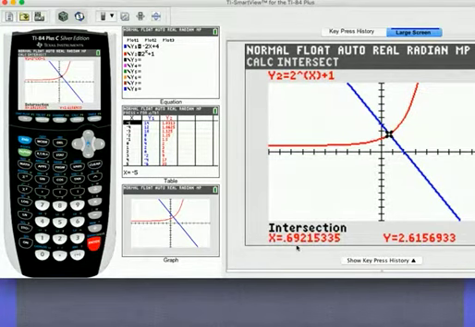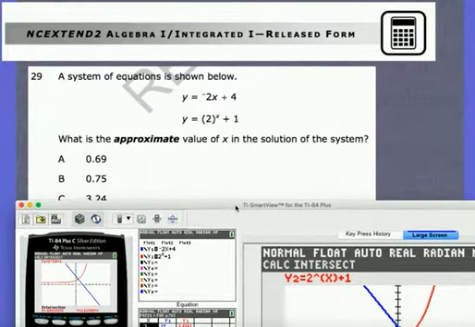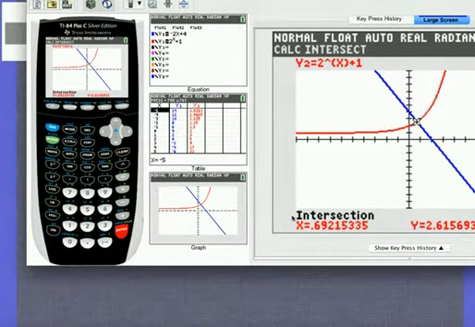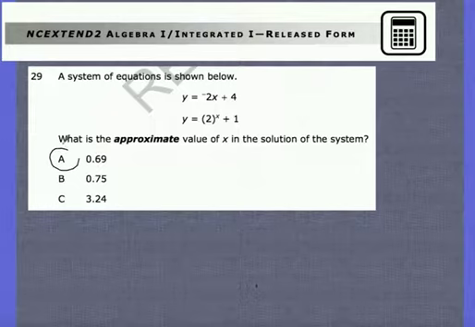And when we do that, we get x equals 0.692153335 and y equals 2.61569333. The question, though, was asking us for the approximate x value in the solution, so we would be looking for this number or something that's closest to it. So A would be our answer.